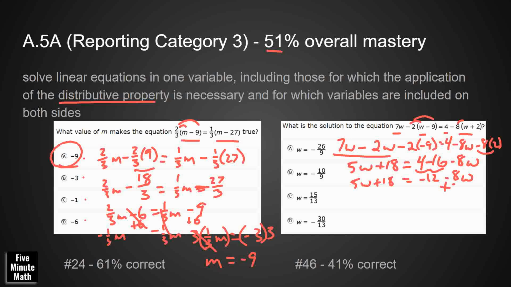Let's add 8w to both sides. So that's going to give me 13w. And then let's take 18 away from both sides. It's going to get rid of that. So that's going to give me a -30.